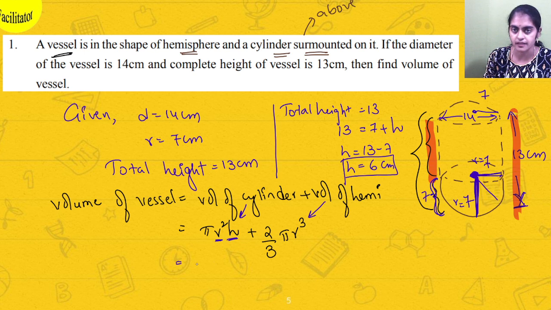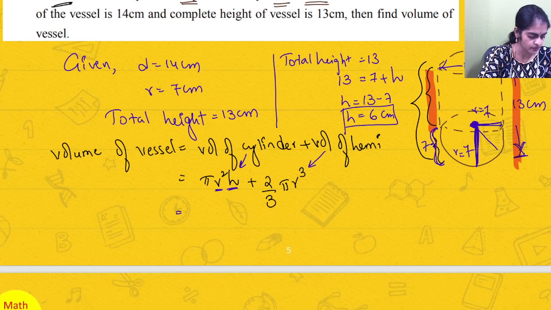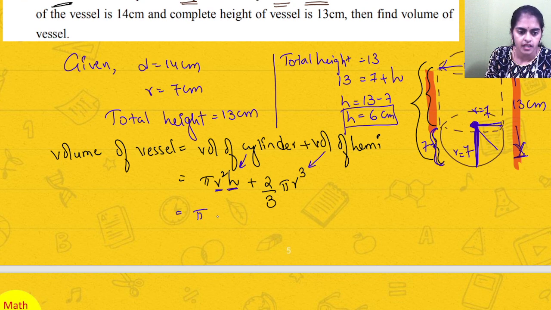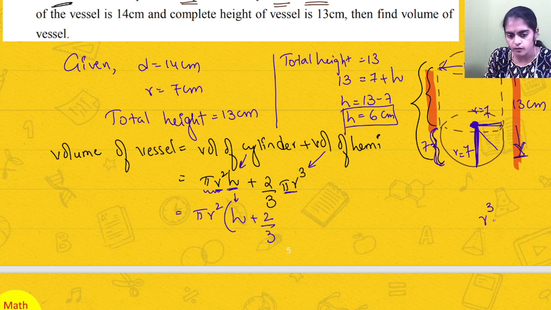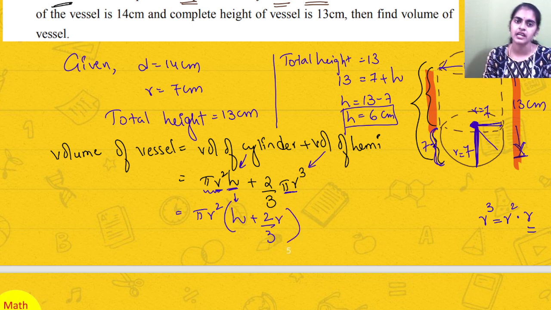Now you can substitute it here. But before you substitute, you will see if there is anything common here. I can see pi is common, and r square is also the same for both of them. Now see the formula. If I take pi r square common, then h is remaining here, plus here 2 by 3 is remaining. This is r cube. Now out of r cube, if you take r square common, what is remaining? One more r is remaining. So if you do this step, you will reduce your calculations.